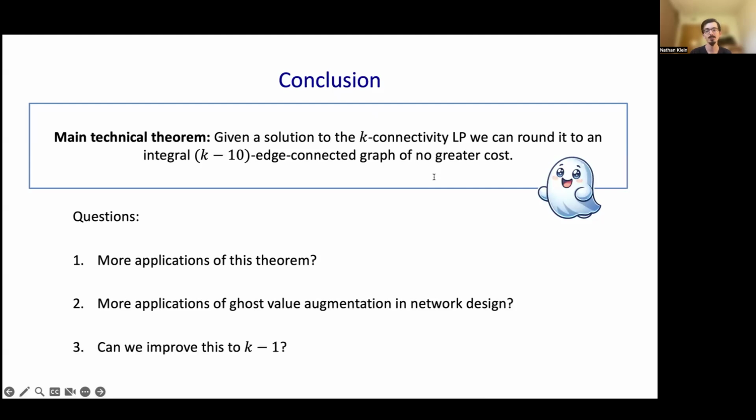And finally, a very interesting open problem is whether this constant 10 can be improved to a 1. We don't know any barriers preventing this.